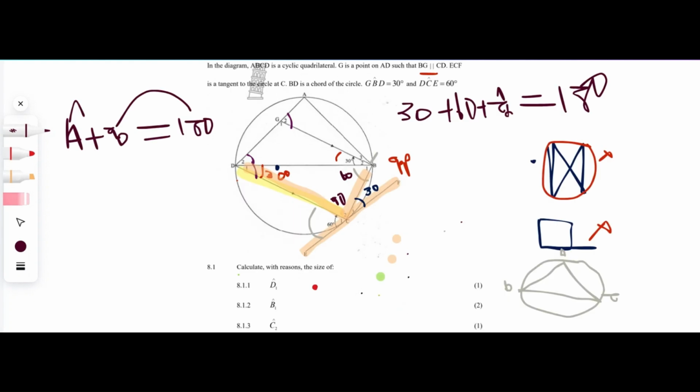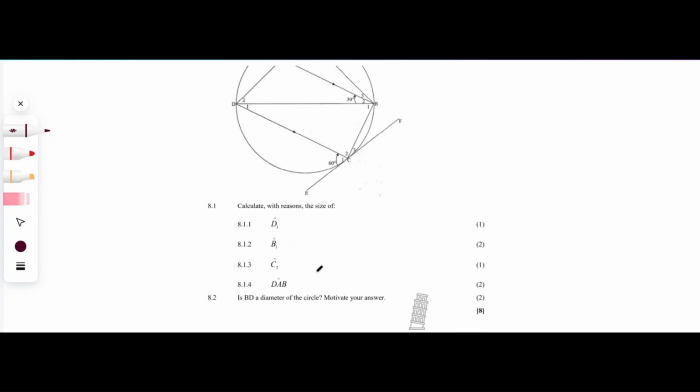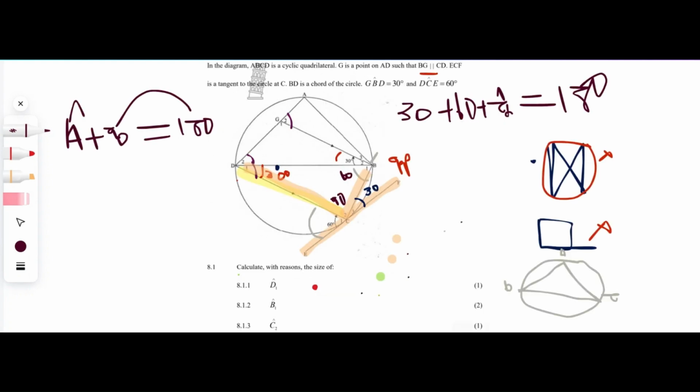And for the last question, 8.2, is BD a diameter? Now, what makes a line a diameter? So we're looking at BD. They're asking if BD is a diameter. Remember, we already found out that A was equal to 90 degrees. Now, is BD a diameter? Let's just go back and highlight BD. So what makes a line a diameter? What makes a line a diameter is if it subtends a 90-degree angle.